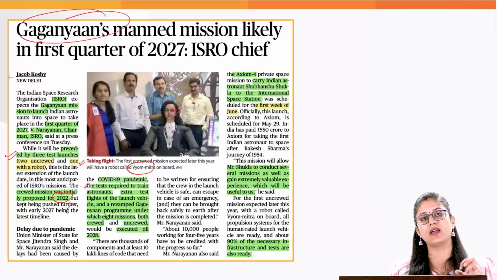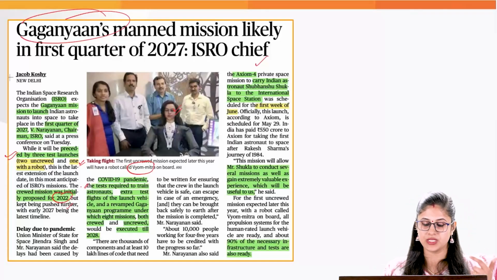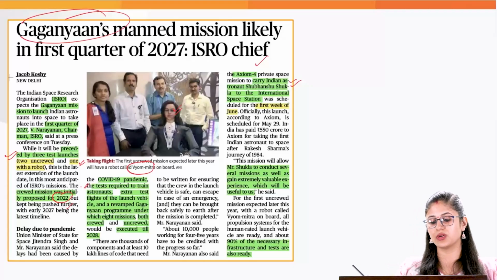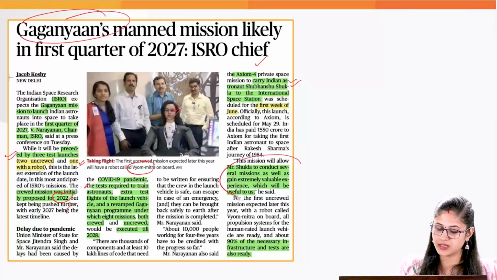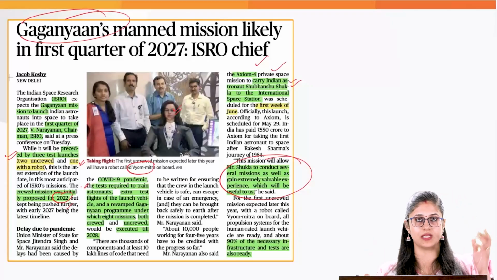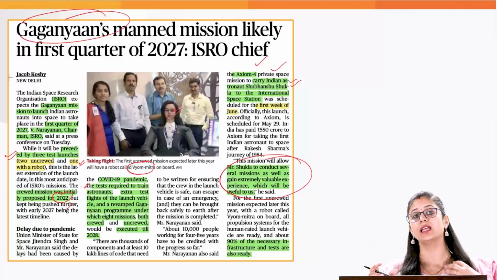So the ISRO chief has also made a reference to Axiom-4, which is a private space mission on which one of our Indian astronauts, Shubhanshu Shukla, would be sent to the International Space Station. Now, whatever experience Shubhanshu Shukla would be gaining with the help of this particular space mission, that is Axiom-4, that would be relevant for us to effectively design the Gaganyaan mission.